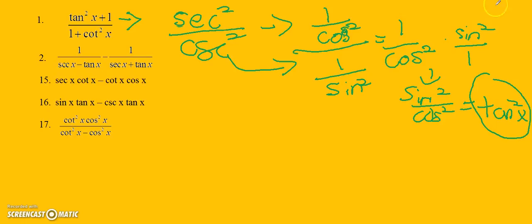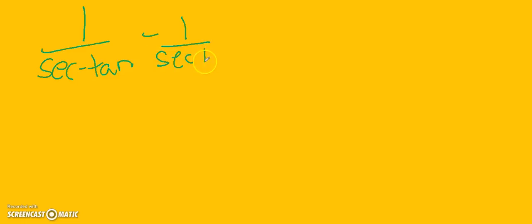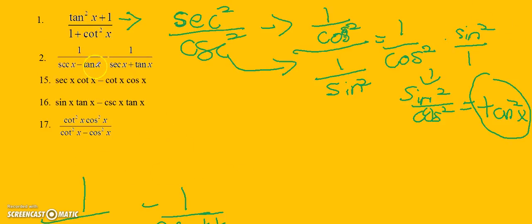That's the whole point of using these Pythagorean identities. So it looks like we have 1 over secant of x minus tangent of x, minus 1 over secant of x plus tangent of x. Okay, so this might seem a little bit daunting at first, but let's work through it. Let's see what we can do. I'm just going to write the equation down here for more room. So I believe it was 1 over secant minus tangent, minus 1 over secant plus tangent. Let's take a look up here, and yeah, that looks right.